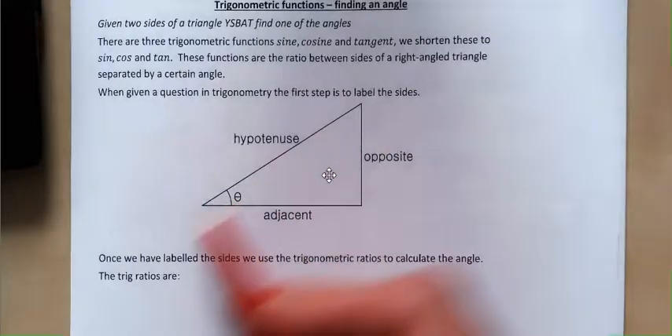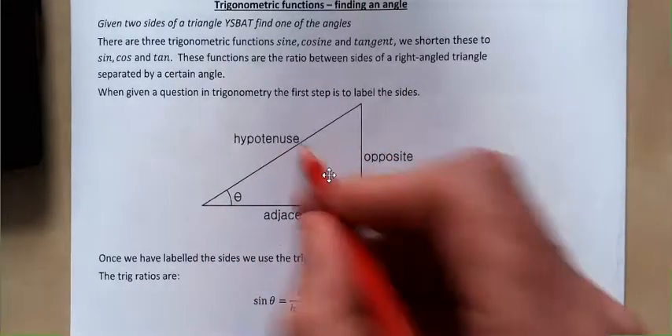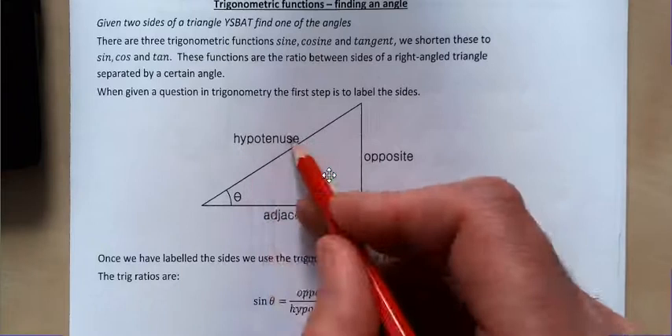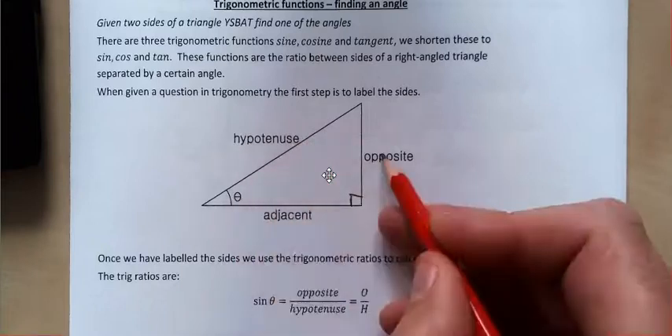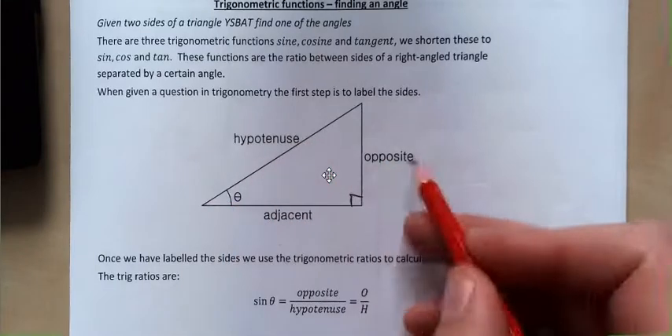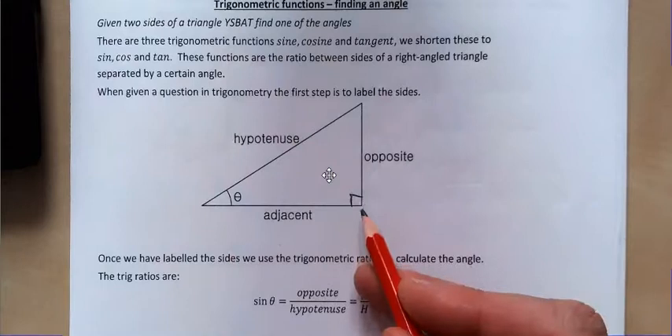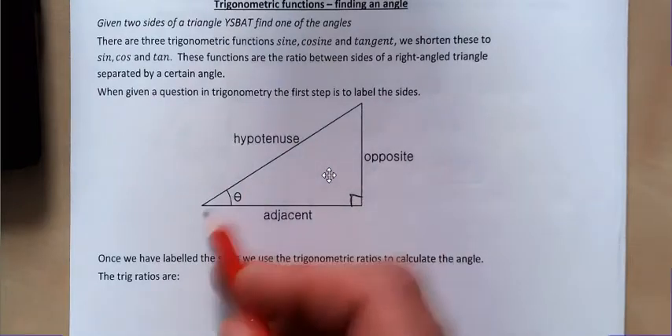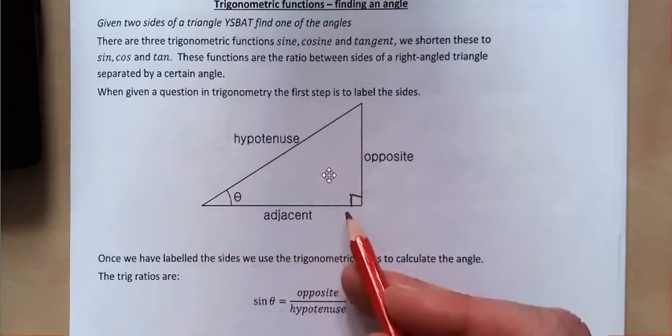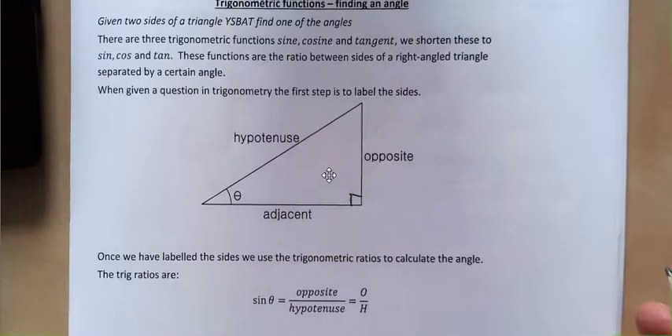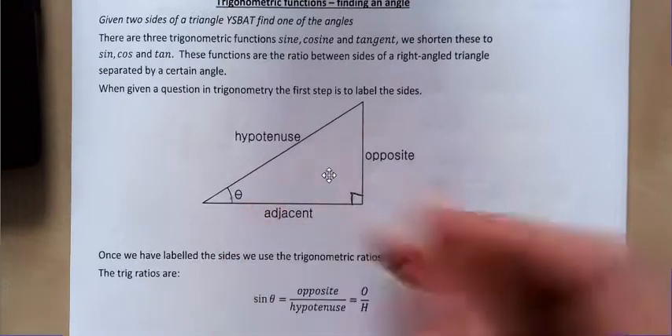This one here, the longest one opposite the right angle, is always the hypotenuse. So we label it h. The one opposite the angle is the opposite, and the one adjacent, if you look up adjacent in the dictionary, it means beside. So the one beside, that's not the hypotenuse, is called the adjacent. And we need to be able to label our three sides depending on where the angle is.